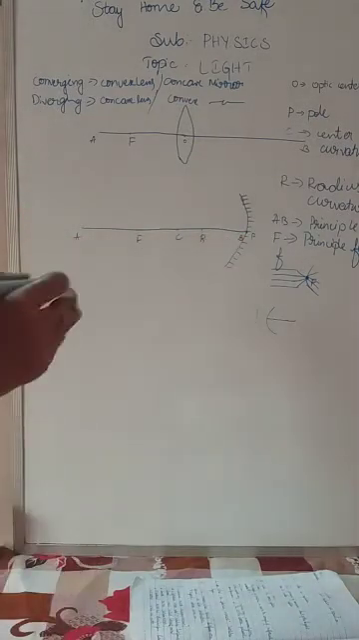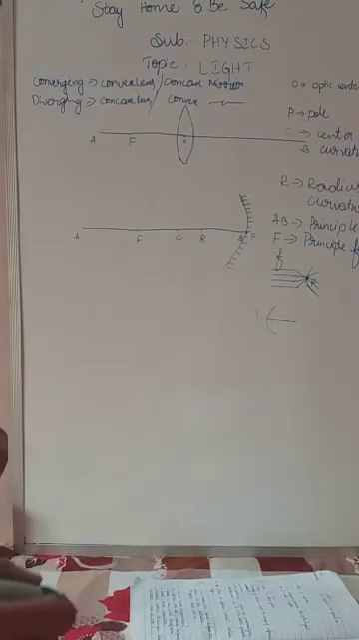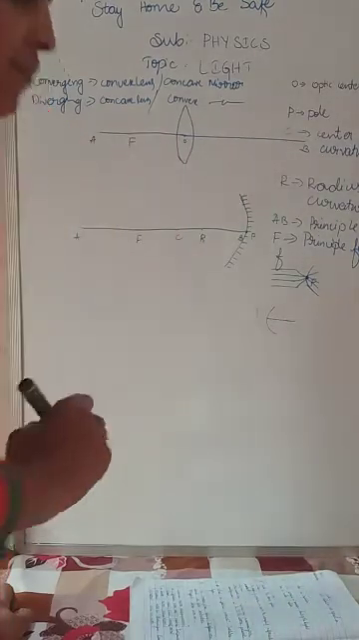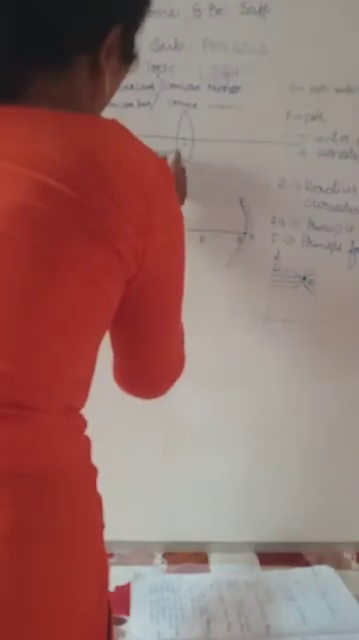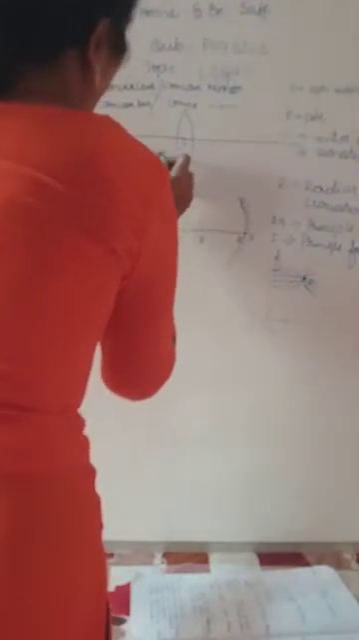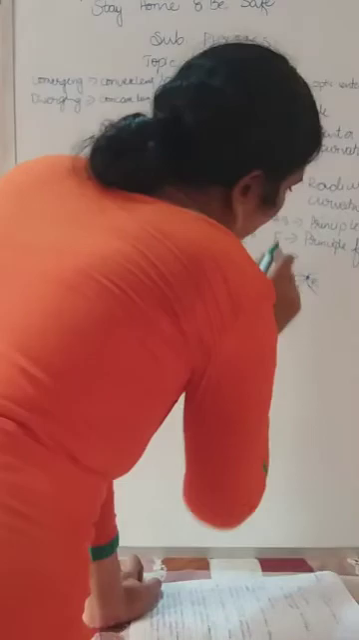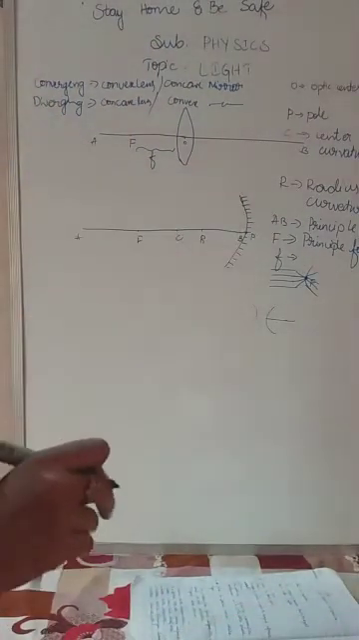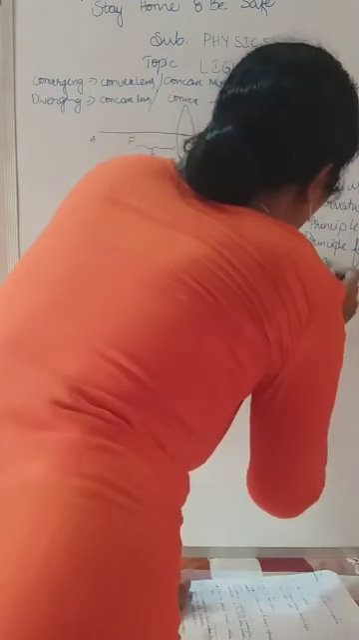And what is meant by focal length? Focal length is the distance between the center of the lens and the principal focus. That is very important. Which distance is it? The distance between the center of the lens and the principal focus is called the focal length. Focal length is denoted by capital F. We already used that for the principal focus, so that's why we are taking the small letter f here. So small f denotes the focal length.